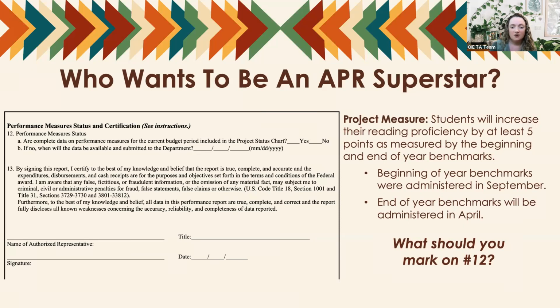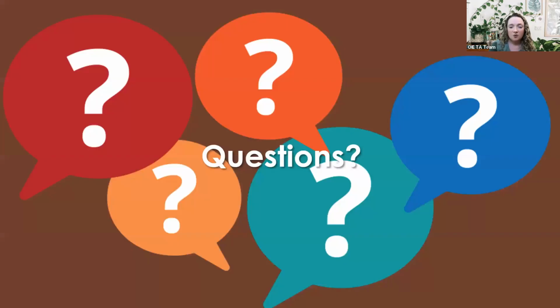All right, and you can see everybody agreed on this one that no, we would not have complete data, because if you're not even doing the test until April, that's well after our reporting period ends. So we would mark no, that we don't have complete data right now, but we will by the end of the grant year. All right, so y'all are pretty set for number 12. Any other questions you had on the cover sheet today? I'm checking the chat, but I don't see any particular questions.